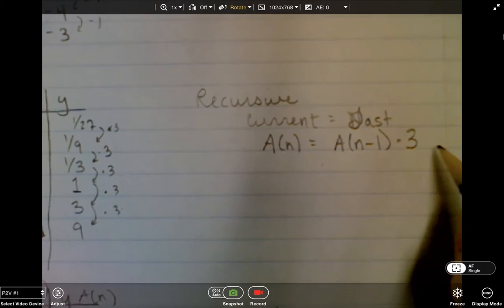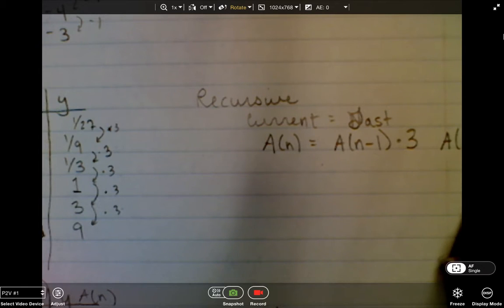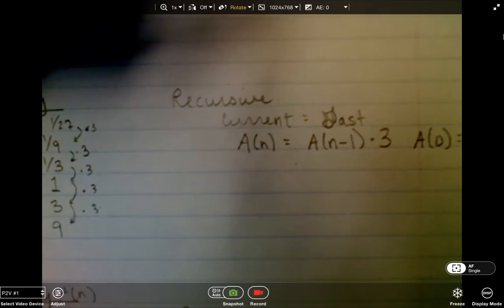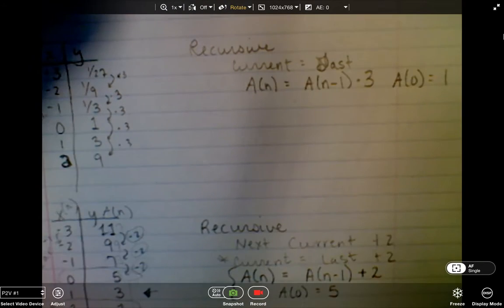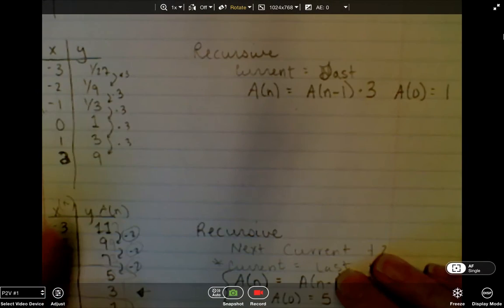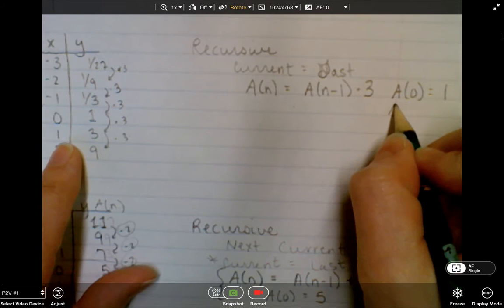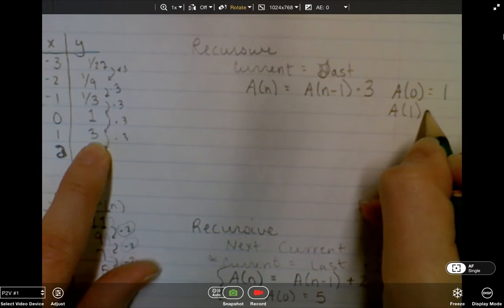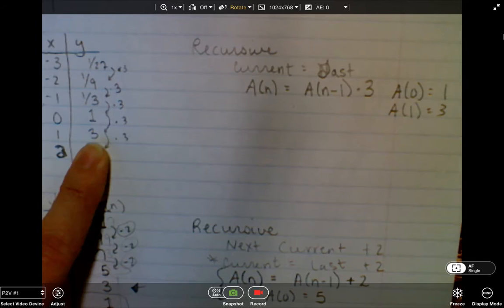And then I'm going to tell them that a of 0 is 1. And that's just coming from the table. Any point would be fine, but make sure that you choose one. I could have also maybe said that a of 1 is 3. That would be fine too, but you have to give somebody some piece of information so that they could recreate your table.